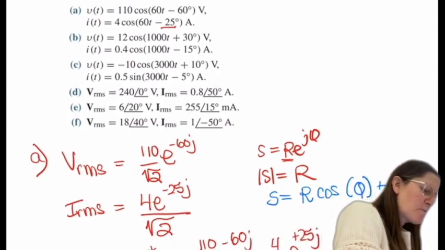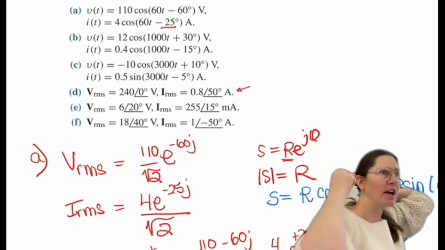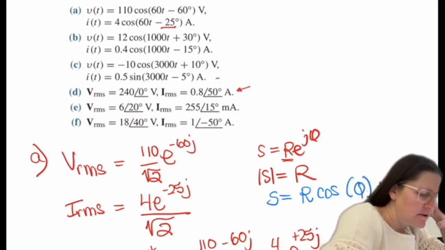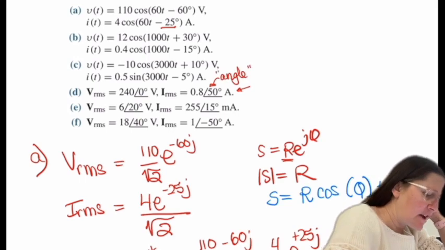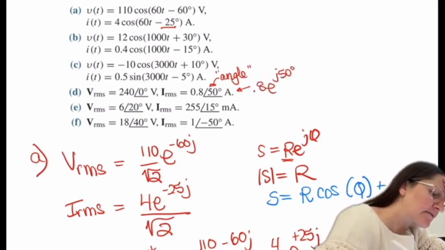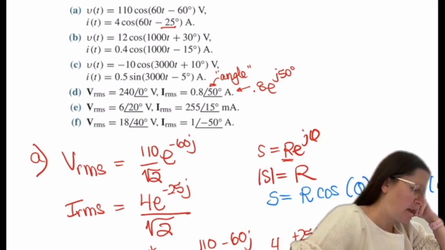One other thing for these: this is just another way of writing that e^(jθ). Remember, this thing is called the angle, and it's rewritten as e^(j50 degrees). So just remember that's just another notation and way of writing that.